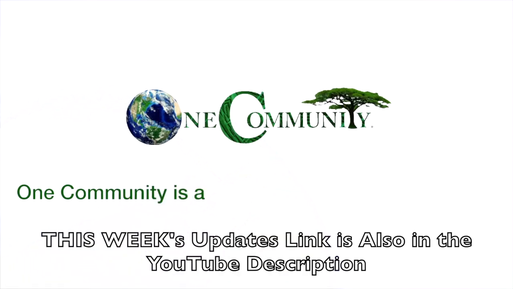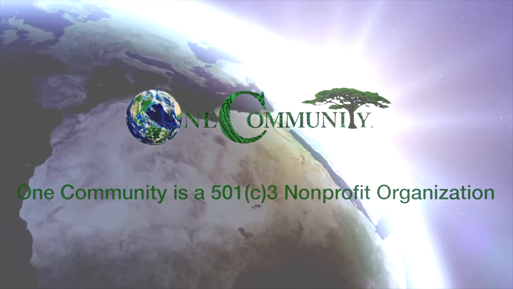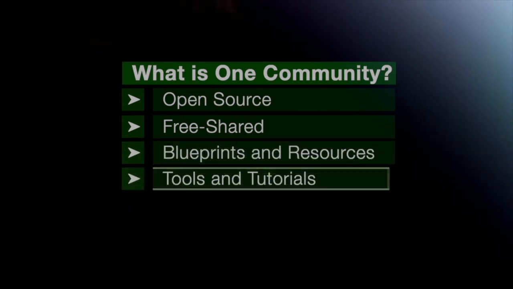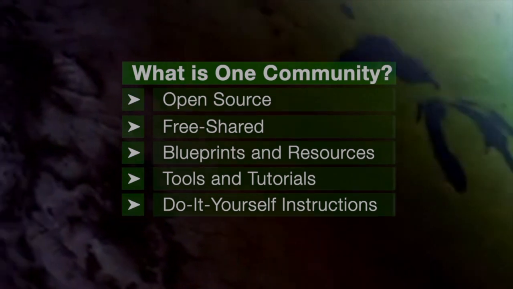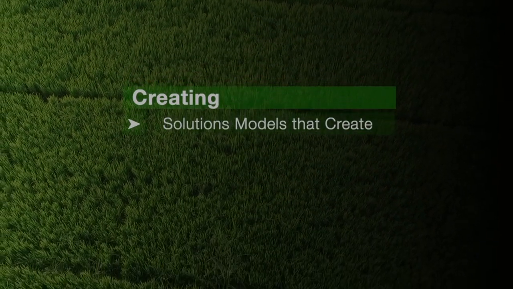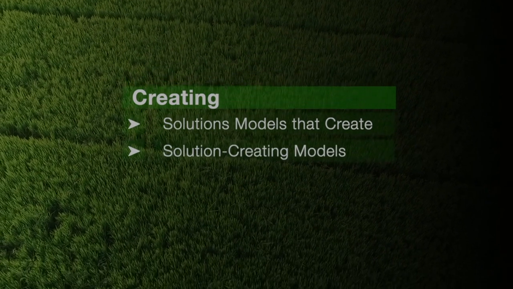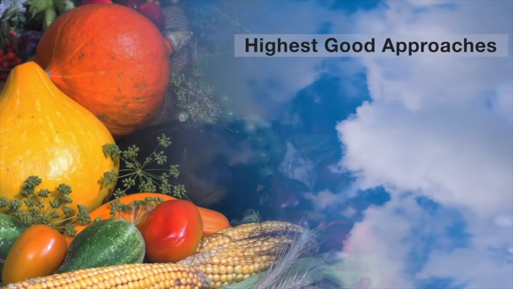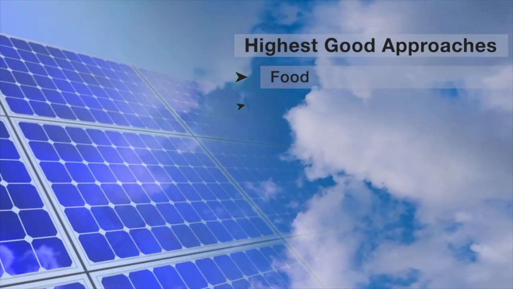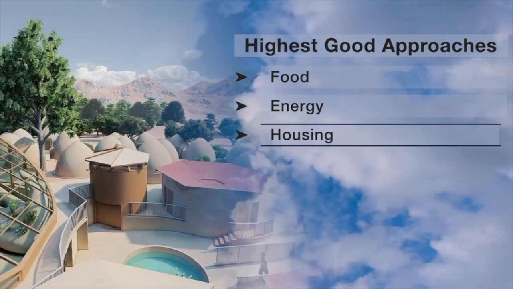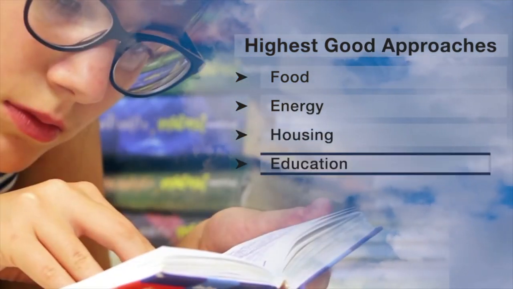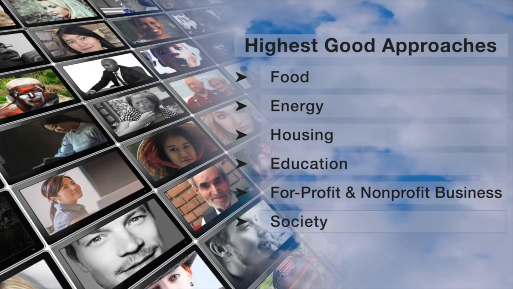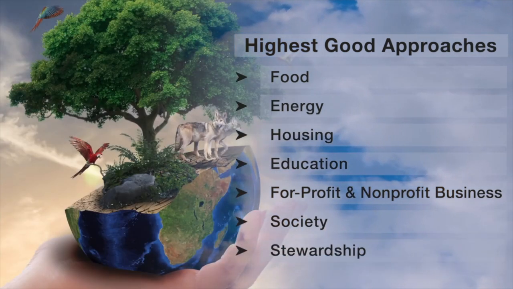One Community is a 501c3 nonprofit organization. We are creating open source and free shared blueprints and resources, tools and tutorials, and do-it-yourself instructions for highest good living. Creating solution models that create additional solution creating models in the service of all life on this planet. This includes highest good approaches to food, energy, housing, education, for-profit and non-profit business creation, society, and true earth stewardship.